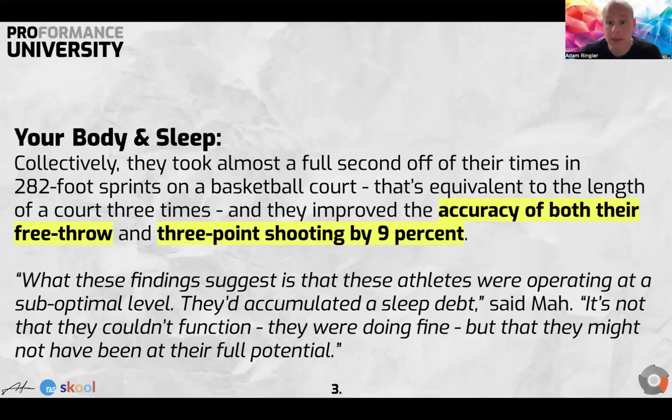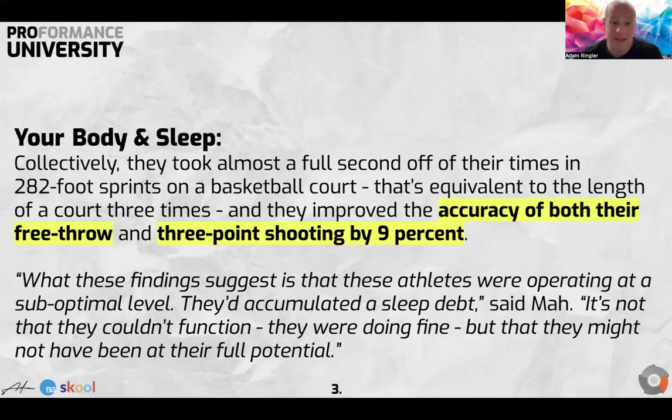They also improved the accuracy of both their free throw and 3-point shooting by 9%. Athletes that got enough sleep had those things or improved their sleep. Athletes that didn't improve their sleep actually saw a detriment to these things. Their endurance suffered, the accuracy of the free throw suffered, and the 3-point shooting also suffered. And what these findings suggest is that these athletes were operating at a suboptimal level. They accumulated a sleep debt.